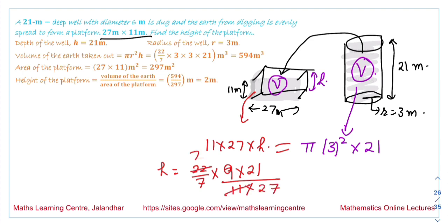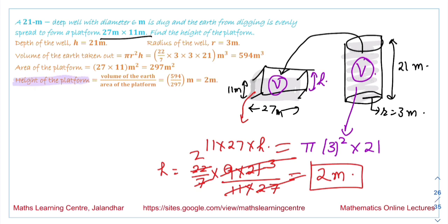So these two get cancelled. We are left with this 2. This 7 and 21 get cancelled, and this 9 3s are 27 gets cancelled. So we are left with this, the value of h we get is 2 meters. So we are saying the height of the platform that we will have is equal to 2 meters.